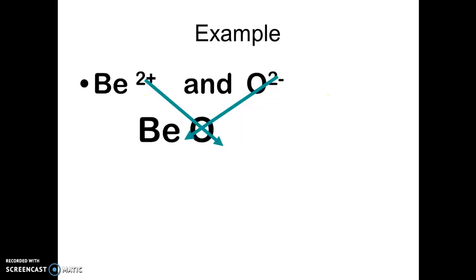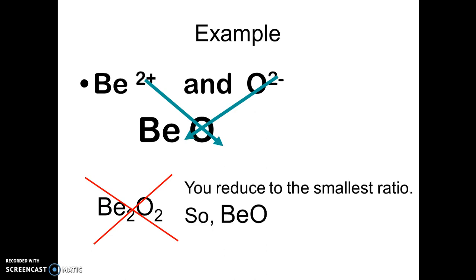Here's an example where that fourth step comes in, where you have to reduce to the lowest whole number ratio. When we combine beryllium and oxygen, both have a charge of 2. Beryllium is a +2, oxygen is a -2. If we were to crisscross down, you would think the formula would be Be2O2. But the ratio is 2 to 2, which is the same as 1 to 1. So the last step is to reduce to the lowest ratio you can get. They cancel each other out, and the formula is BeO, 1 beryllium per every 1 oxygen, which balances to a net charge of 0.